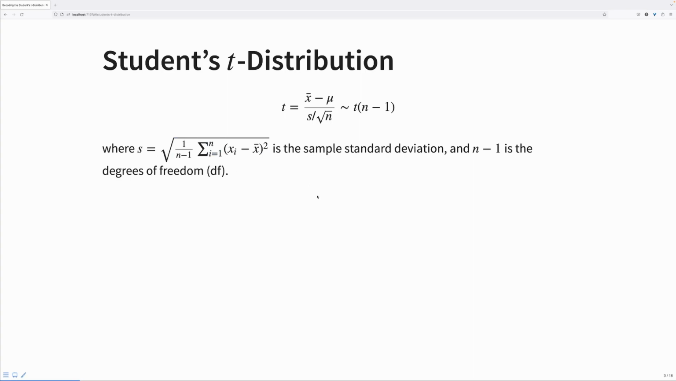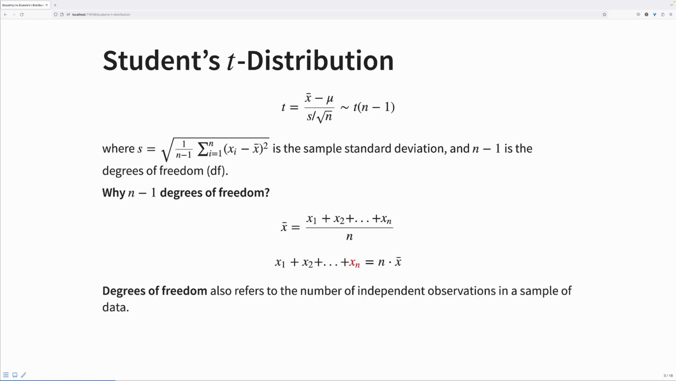You may wonder why n-1 degrees of freedom. When we take n samples from the population, there's no restriction, so the degrees of freedom is n. However, after calculating the sample mean, x bar, we now have a constraint: the sum of all the x values should be equal to n times the sample mean. For example, if you take the first n-1 samples, the last sample is fixed because of this constraint. Degrees of freedom refers to the number of independent observations in a sample of data.